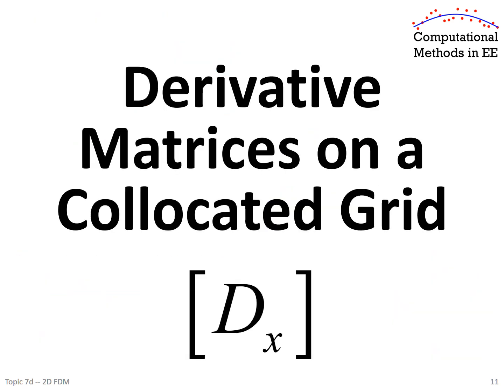So that's the background. No worries if you're still a little bit confused. We have lots of slides ahead to explain these finite differences and how we build the derivative matrices. So right now we're talking about a collocated grid. That's a bit easier than the staggered grid. And we'd like to know about the derivative matrix for calculating a derivative in the x direction.